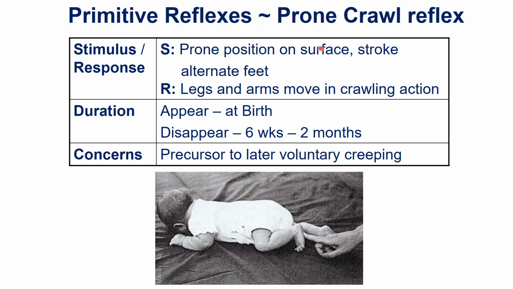Next reflex is prone crawl reflex. Here the stimulus is put the baby in a prone position like this on a surface, and you stroke alternate feet. When you do that, the response will be legs and arms move in a crawling action this way. Appearance is at birth, disappearance 6 weeks to 2 months of life. This is a precursor to later voluntary creeping or crawling.